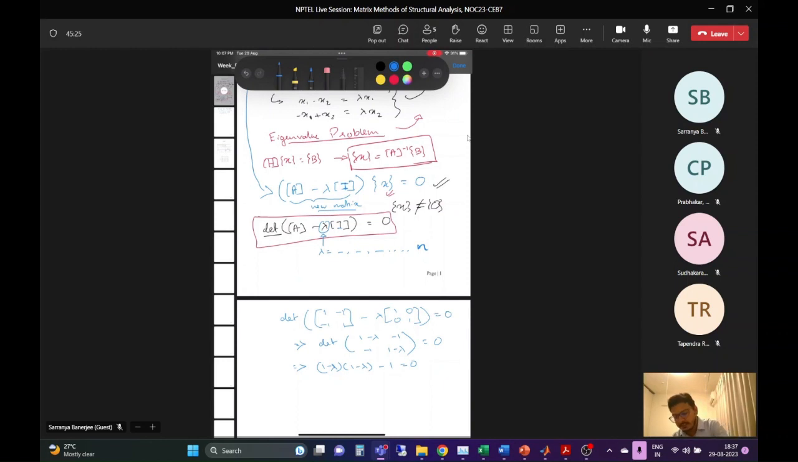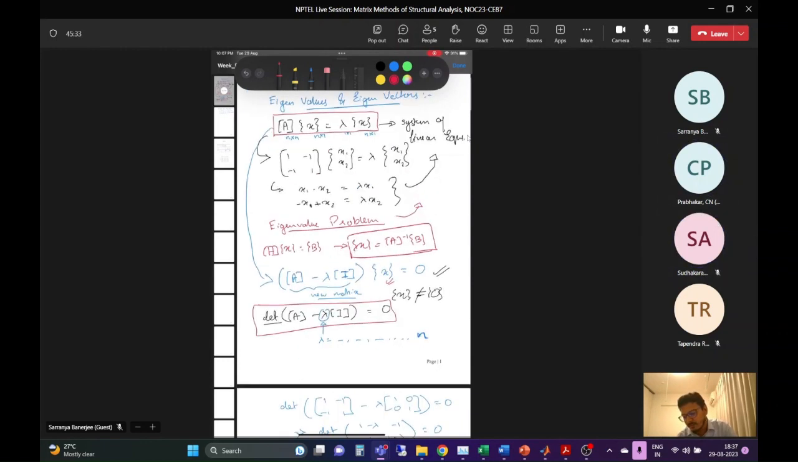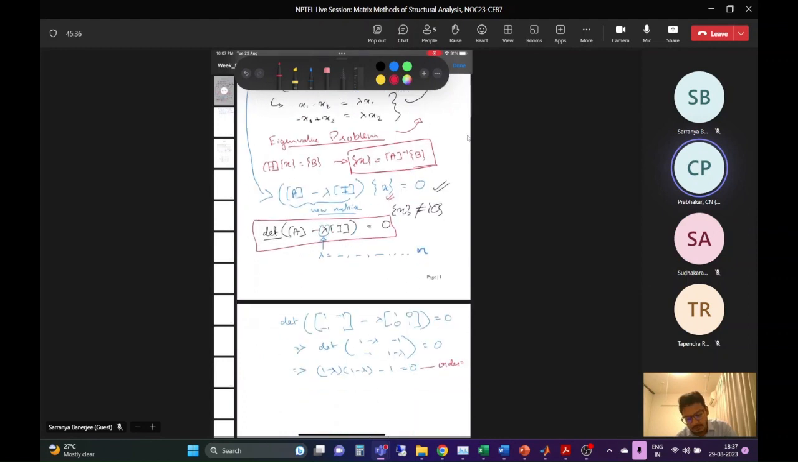So this equation, what is the order of this equation? Second degree. Why second degree? Because it is 1 minus lambda squared, and the matrix was a 2 by 2 matrix. So any nth order matrix would have the degree of this equation, the order of this equation, as n. Now if we solve this problem, we have n values of lambda for which this determinant is 0. Fine till now?